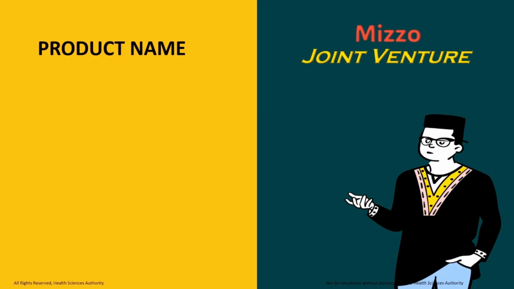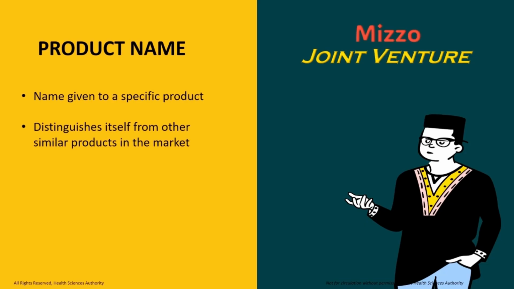The product name refers to the name given to a specific product, which allows it to distinguish itself from other similar products in the market. The product name may or may not have a brand name, which generally refers to a name given by the company or manufacturer to a product or range of products. In the example, the product Joint Venture is part of the Mizo brand range, and hence the complete product name is Mizo Joint Venture.